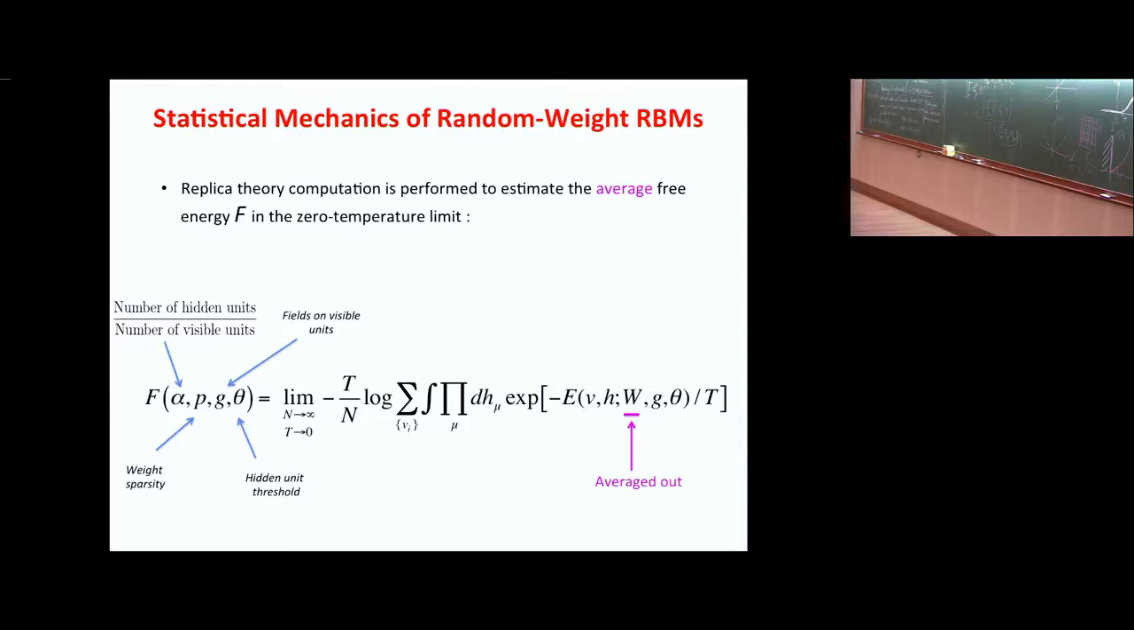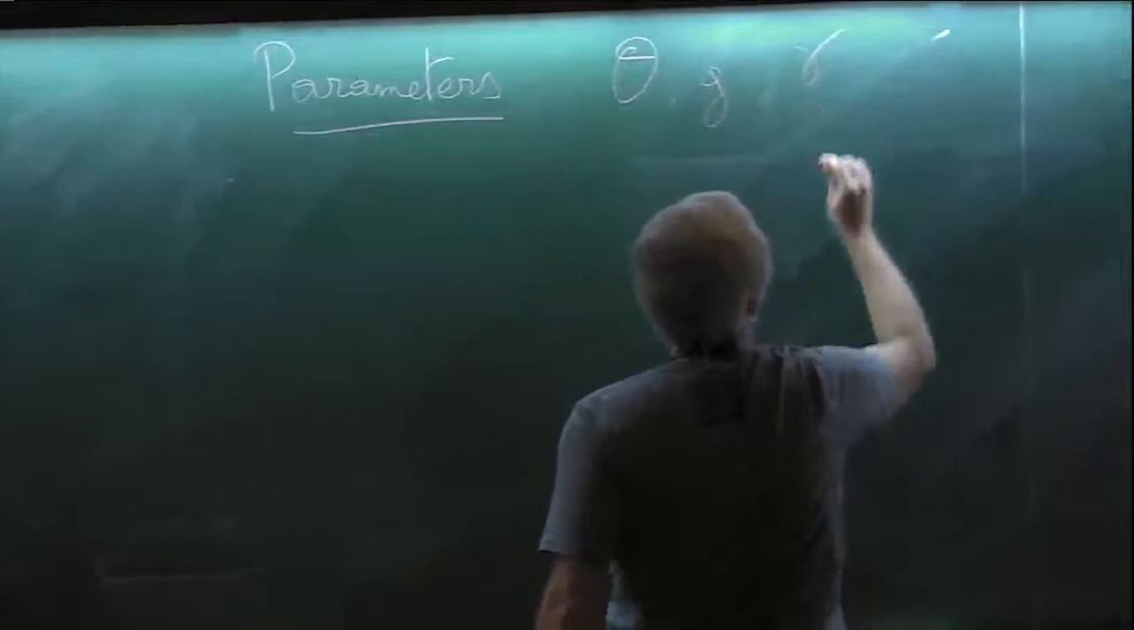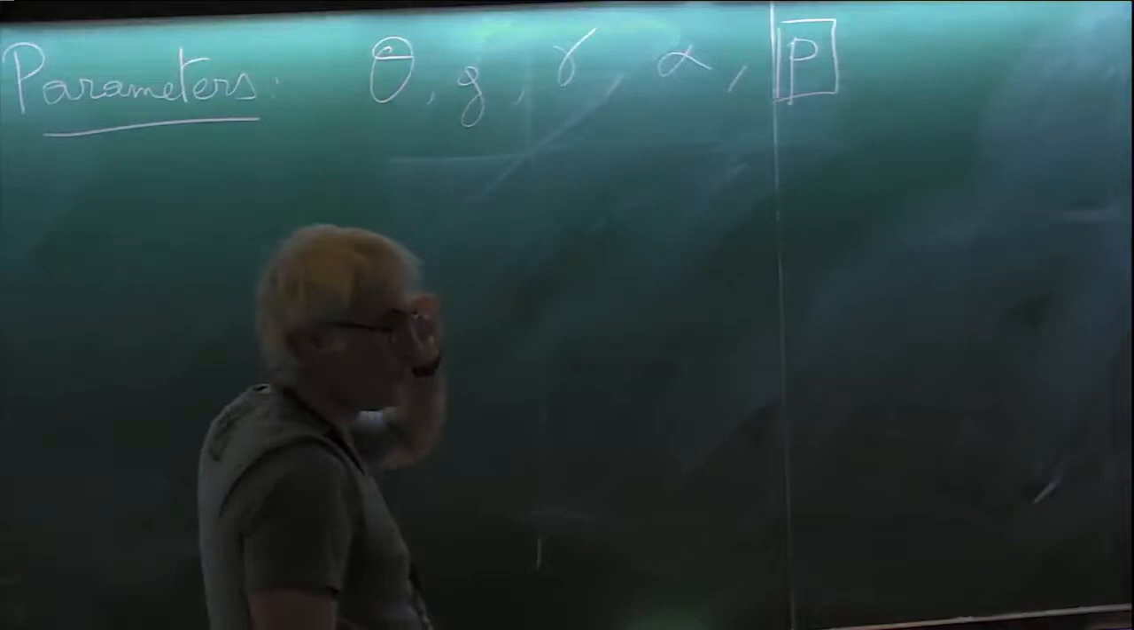So what you find is the following thing. You see there are many parameters. In the Hopfield model, you had a single parameter, which was alpha. Here you have many. You have the threshold value for the rectified hidden units. You have the local field, G, you have the curvature. You have alpha, obviously, and you have p, the sparsity. So now the point is the following. You can really understand there is a real phase transition when p goes to zero, otherwise it's a crossover between two regimes.